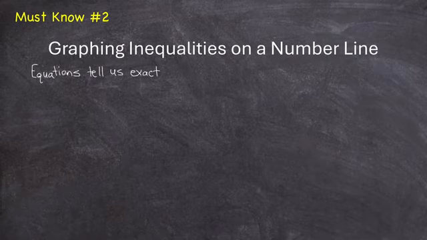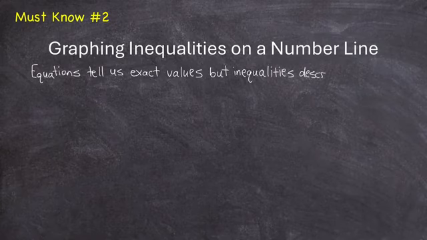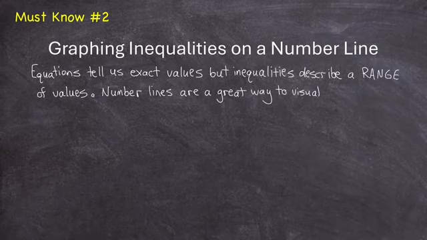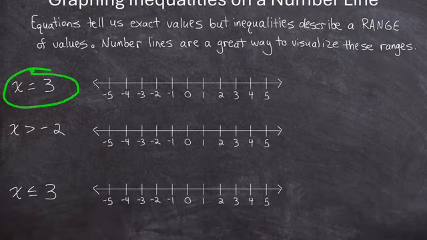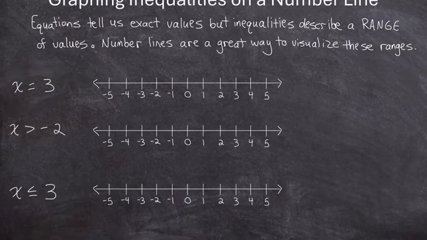Equations tell us exact values, but inequalities describe a range of values. Number lines are a great way to visualize these ranges. And now let me take you through a few examples where we use a number line to graph an equation and two different inequalities. Starting with this equation that I have here, x equals 3, this describes one exact value.